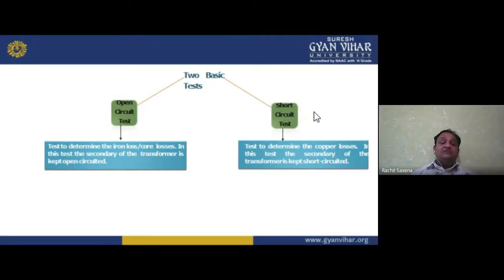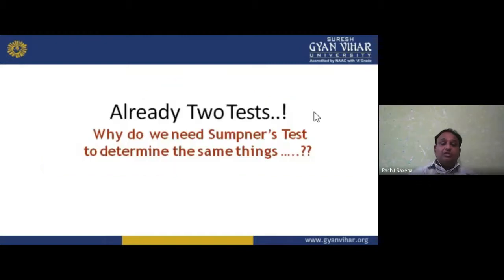In the open circuit test, we basically want to find the core, iron or magnetic losses, meaning eddy current and hysteresis. If I'm talking about the short circuit test, we are going to evaluate and want to measure the copper losses. Now, already two tests are there. Why do we need the Sumpner test to determine the same thing?